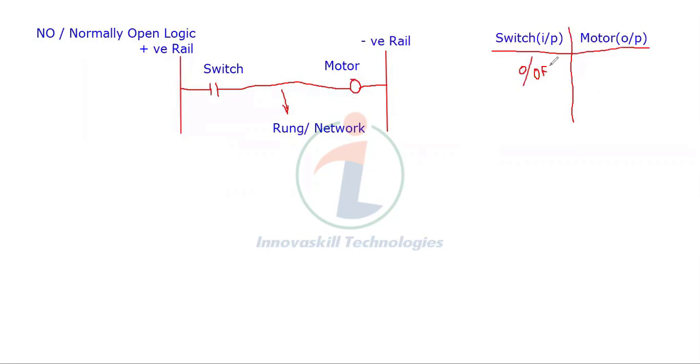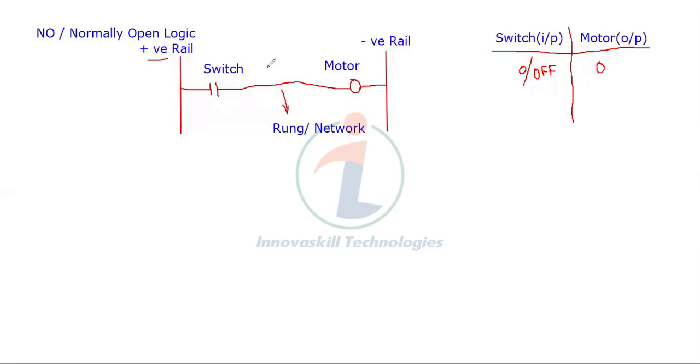So if the input is in off condition, what will happen? The switch will still be in open condition only. Since the switch is open, the positive will not flow to the output. Negative is already directly connected, but positive will not flow here. Since the switch is off, positive cannot flow to the output, so the output also will be off. If input is off, output also will be off only.